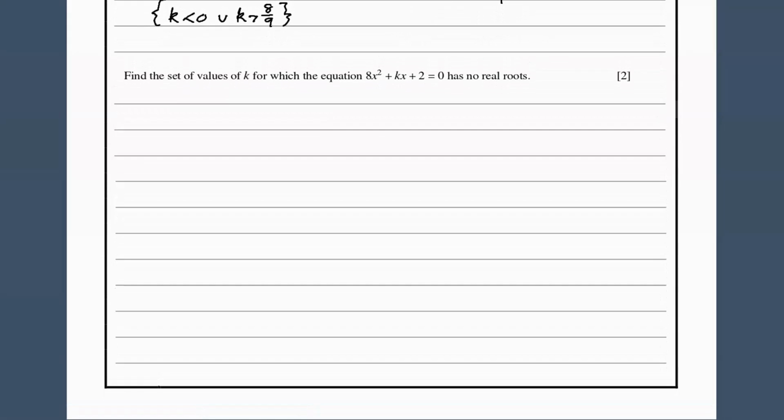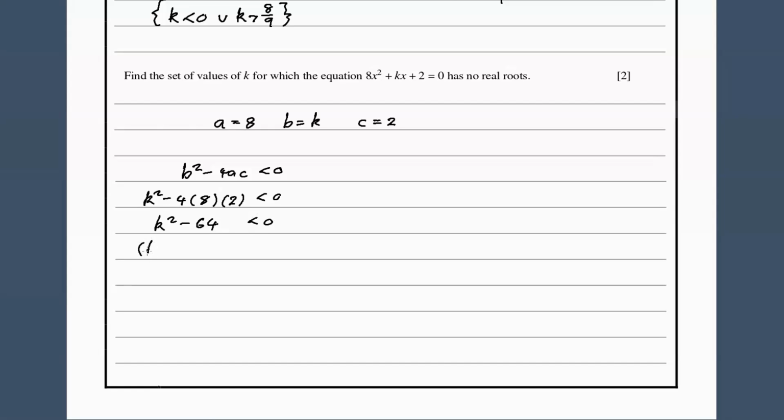Here they say, find the set of values of k for which the equation 8x squared plus kx plus 2 equal to 0 has no real roots. Okay, so in this case, a is 8, b is k, and c is 2. No real roots means b squared minus 4ac is less than 0. So that's k squared minus 4 of 8 of 2 is less than 0. So k squared minus 64 is less than 0.